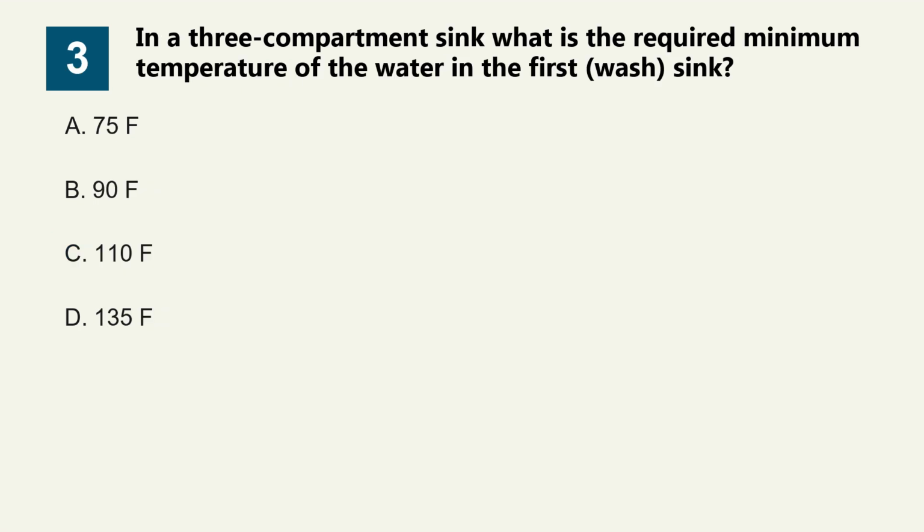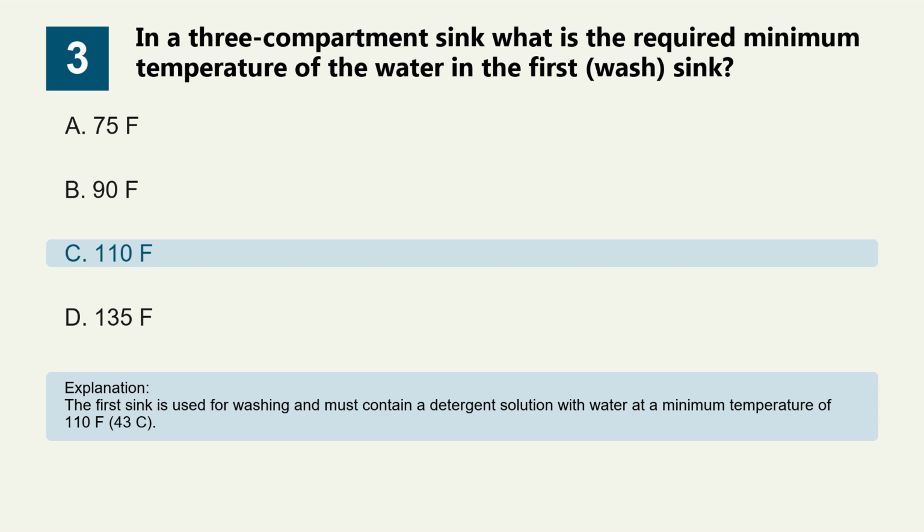Question 3. In a 3-compartment sink, what is the required minimum temperature of the water in the first wash sink? Option A. 75 F. Option B. 90 F. Option C. 110 F. Option D. 135 F. The correct answer is option C. 110 F. The first sink is used for washing and must contain a detergent solution with water at a minimum temperature of 110 F, 43 C.